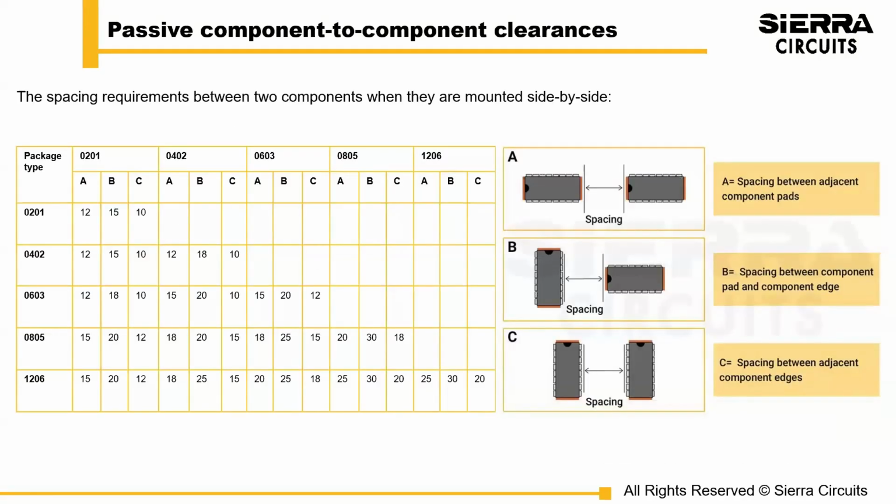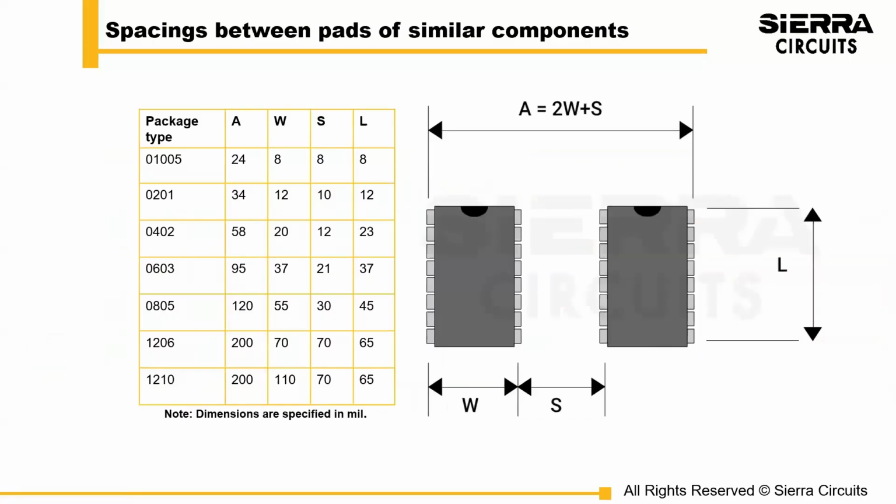Here are the recommended spacing requirements between two components when they are mounted side by side. We have 3 categories here, A, B, and C, depending on the spaces between these adjacent components. And the package type and the recommended spacing requirements are shown in the table. Similarly, in this slide, you will see the spacings between pads of similar components like 01001, 0201, 0402, and 0603.